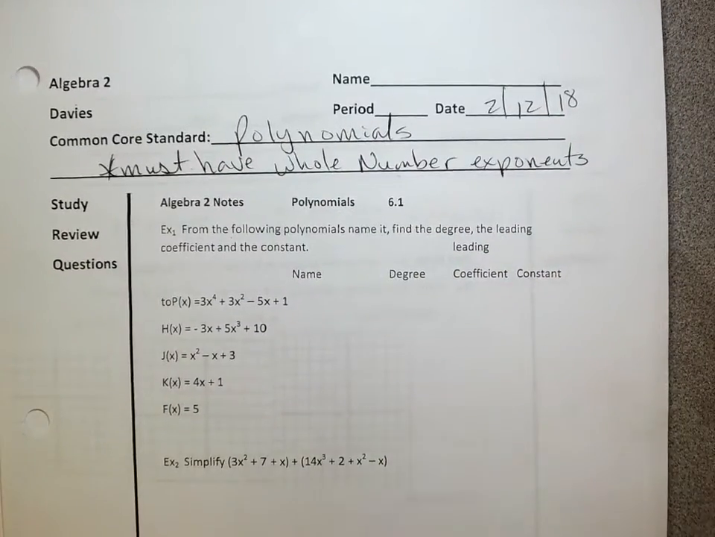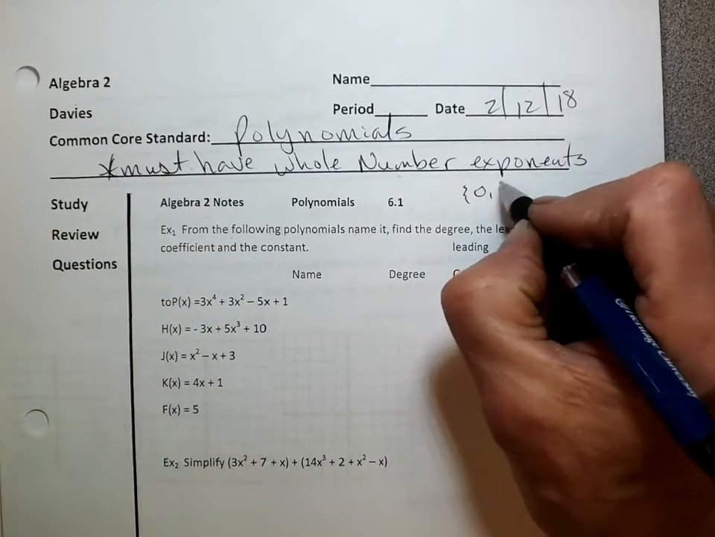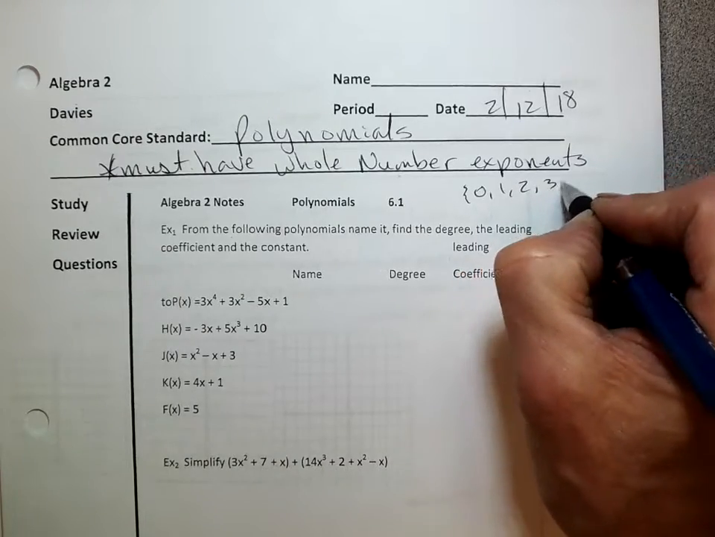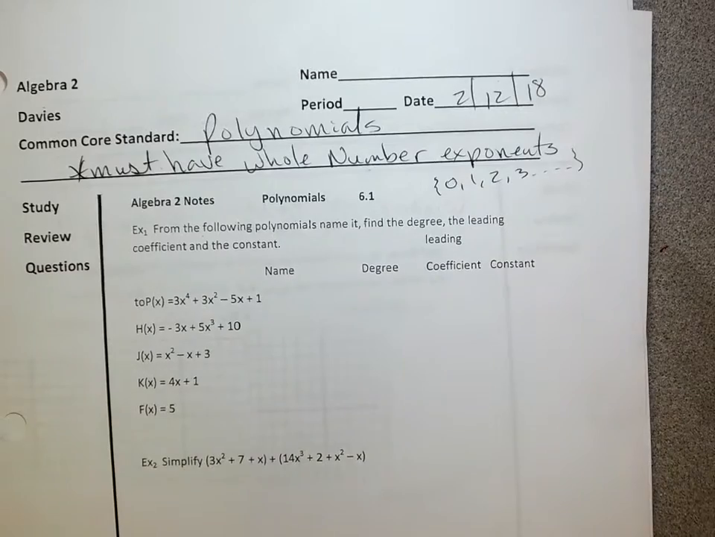And we saw from the graphs that they become curvy lines, right? And the bigger the degree, the more curvature it has, right? Whole numbers, if you don't know, are the set 0, 1, 2, 3, dot, dot, dot. That's the set of whole numbers, okay? If it has a fractional or a negative or a decimal exponent, it is not a polynomial, okay?